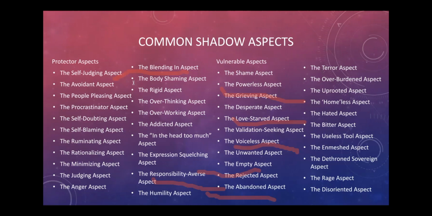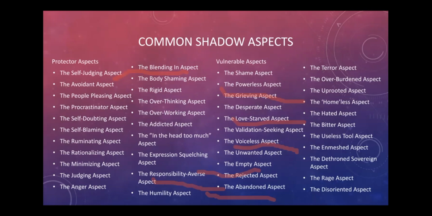All right, so I see some responsibility averse aspects, judging and self-judging, humility, minimizing, expression sculpting, the responsibility averse aspect, powerless aspect, validation seeking, procrastinator, most of the vulnerable aspects. So rejected and abandoned aspects, desperate, empty, minimizing, let's see, okay. Body shaming, procrastinator. Okay. Yeah, so it seems like a lot of people have the procrastinator one. I definitely have that one too.